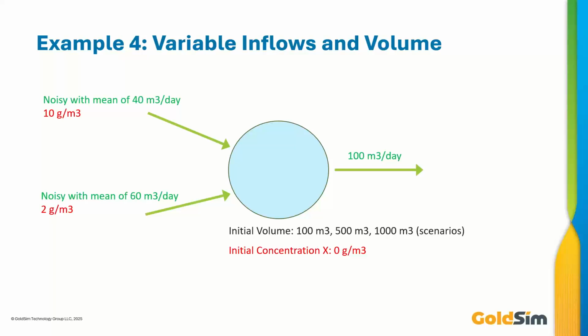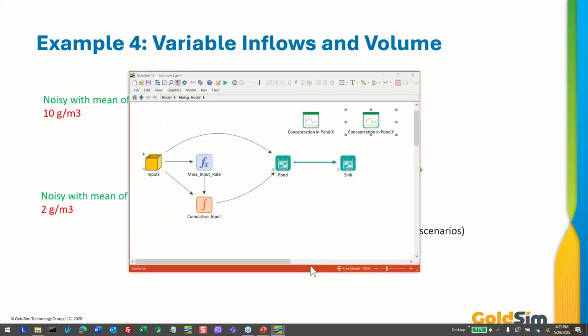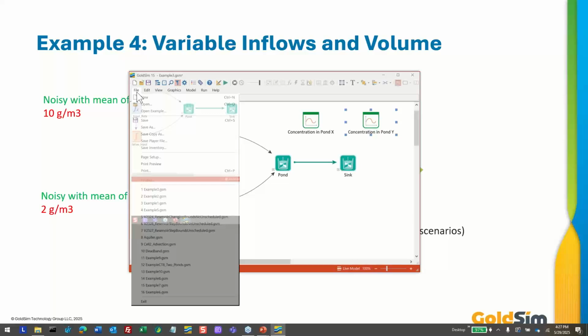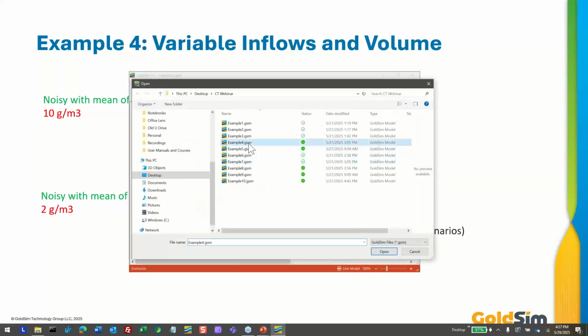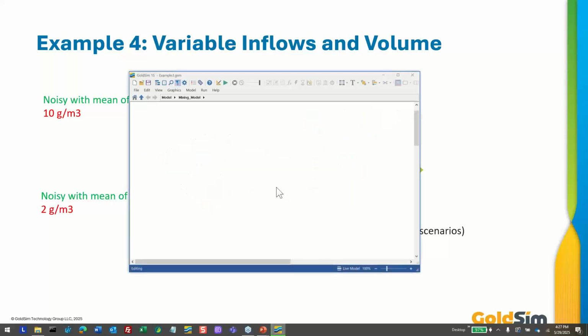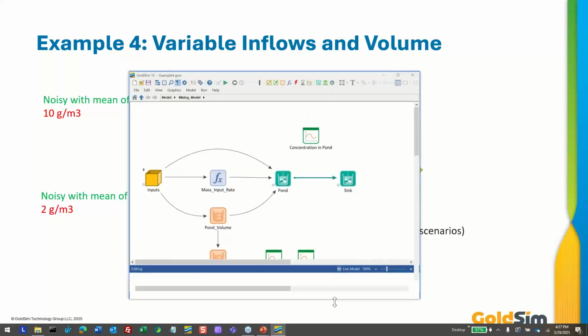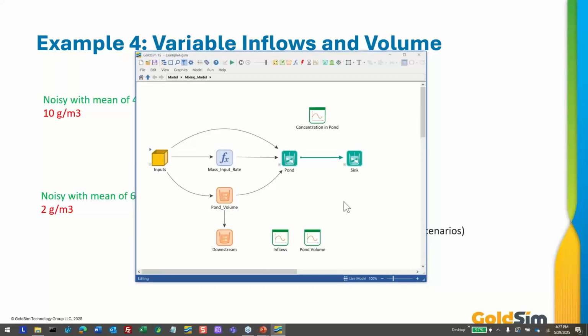I'm going to do one more thing to make this model a little bit more interesting: I'm going to run it in scenario mode again, in which I have three volumes. The pond's initial volume is 100, 500, and 1,000, right? And let's see how it performs. We're going to just add one species to make it a little bit simpler, and the pond starts empty. So if I open up this model, let's just look at how I simulated it.